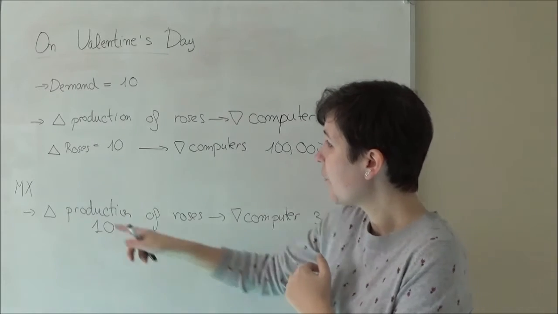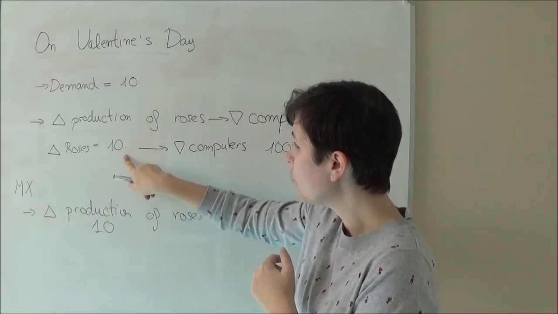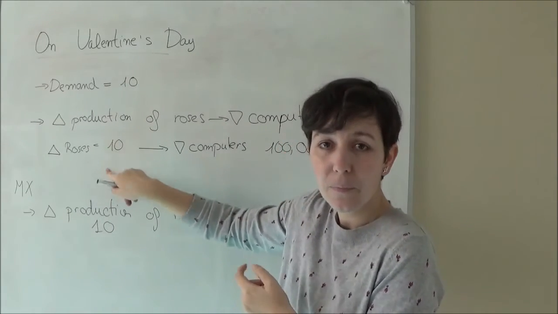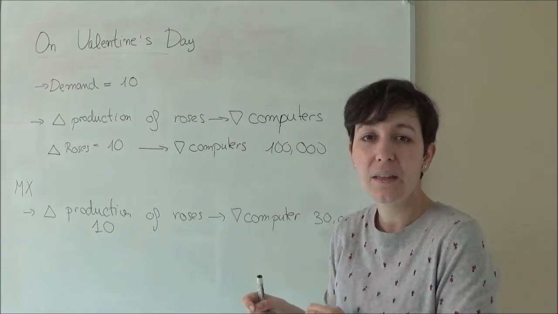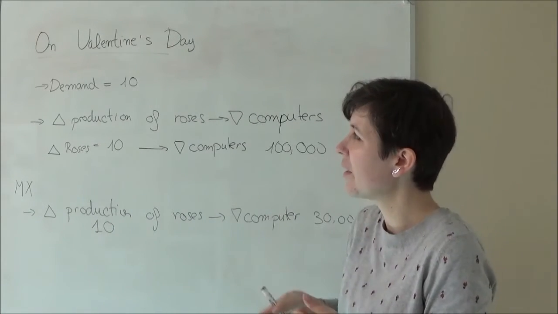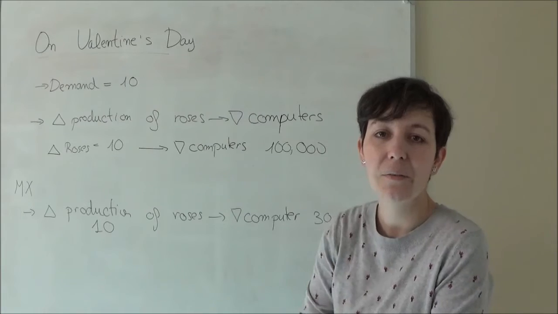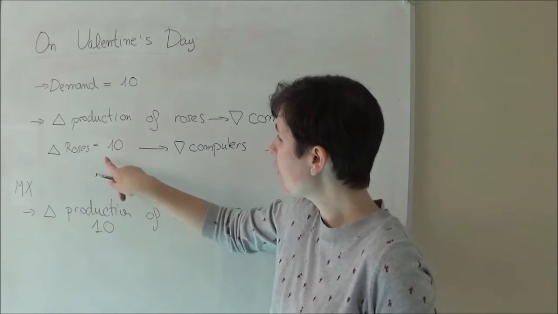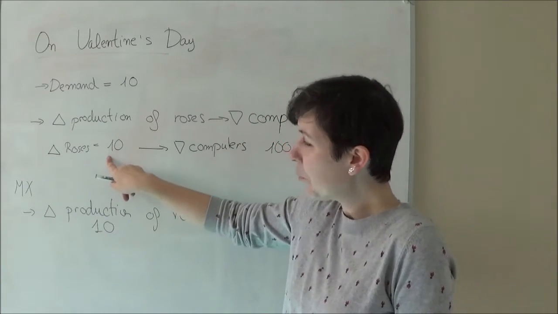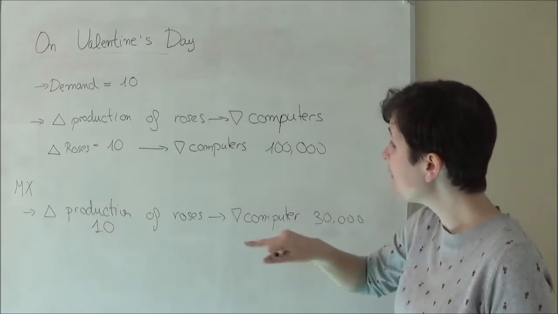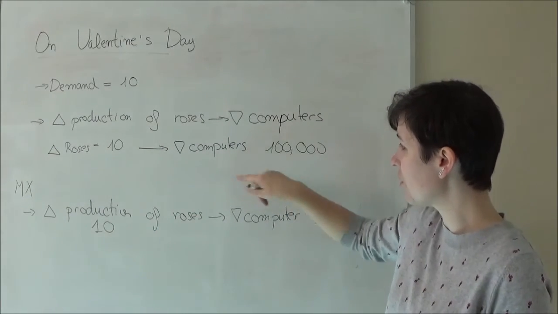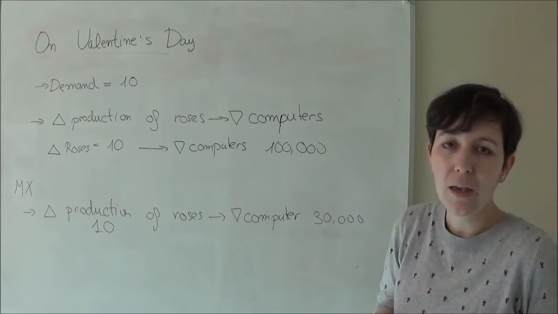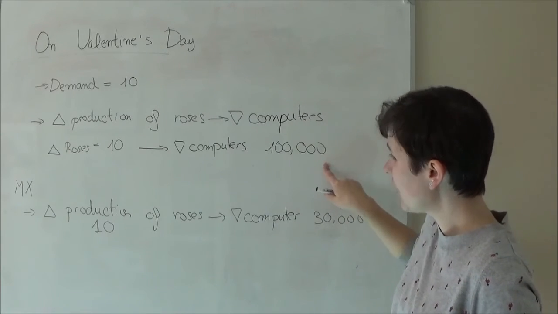In fact, if the increase of roses is 10, so imagine that initially it was 0 because on other days the economy doesn't need roses, the increase of roses to the maximum value is going to involve the reduction of the production of computers in this amount, 100,000.